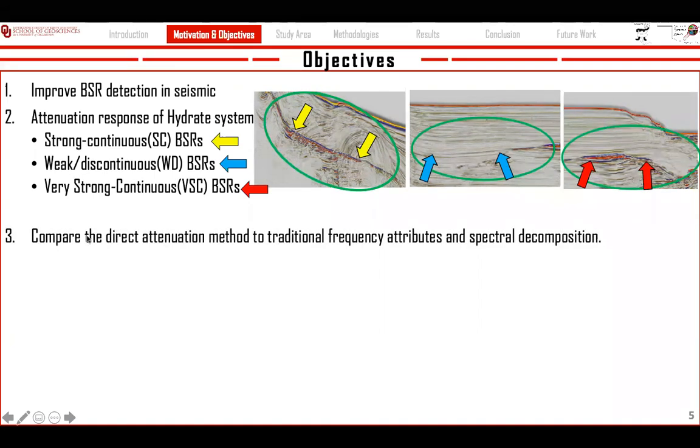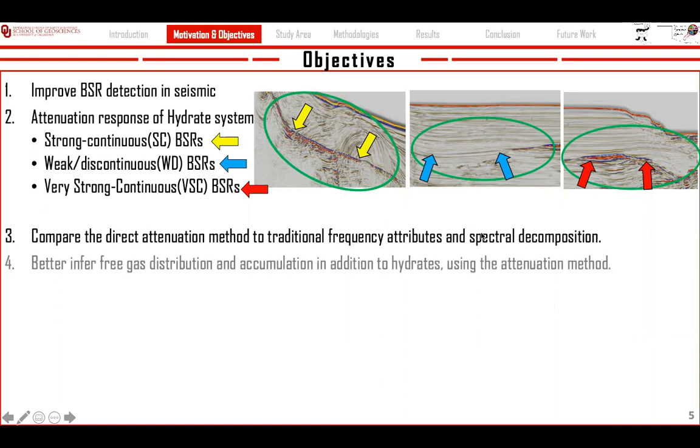Then we would like to compare the results of the direct attenuation method to traditional frequency attributes that have been used to identify bottom simulating reflectors and gas hydrates in the subsurface. We will also improve the detection when comparing it to the traditional frequency attributes using a spectral decomposition method.